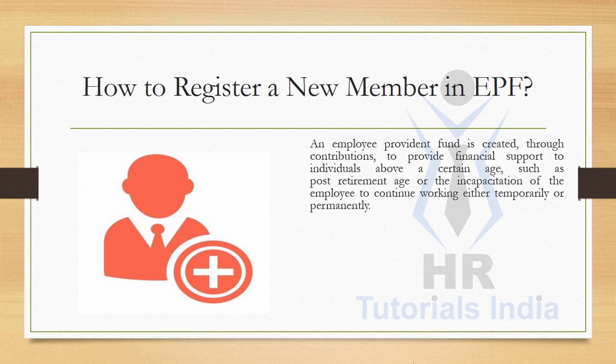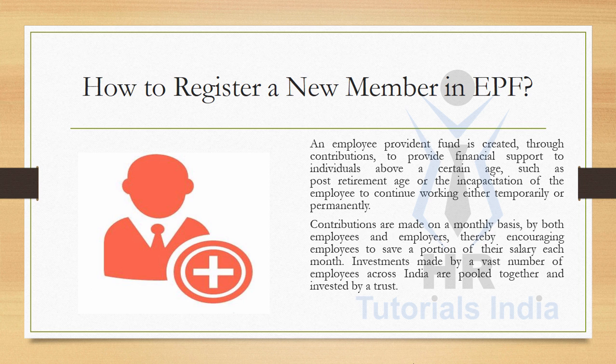An Employee Provident Fund is created through contributions to provide financial support to individuals above a certain age, such as post-retirement age, or the incapacitation of the employee to continue working either temporarily or permanently. Employee Provident Fund is an employee benefit scheme which provides financial support to the individuals after a certain age.